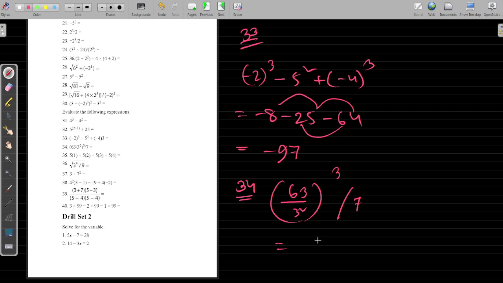And if I calculate 34, 63 by 3 square its cube divided by 7. So this will be 63 divided by 9 its power is cube divided by 7. This will be 7 cube divided by 7 means 7 square means 49. And lastly 34, and here 35.